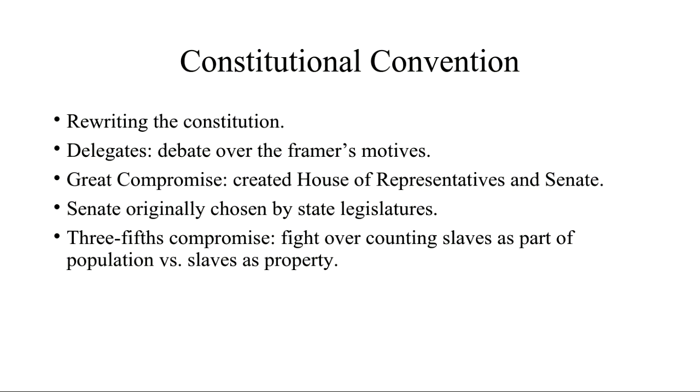The larger states said, we want them counted as people. The smaller states and the abolitionists said, if they're people, then they should have the rights of citizens and they shouldn't be treated like property. So they went back and forth on the issue and eventually settled on what became known as the 3/5 compromise. Every third slave out of a group of 5 would be counted as part of the population.